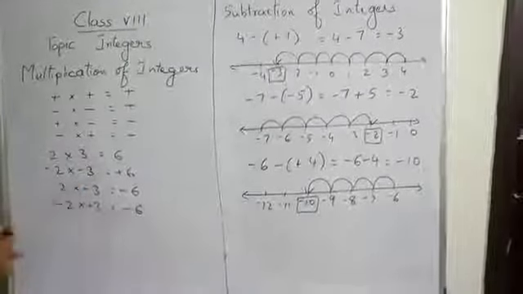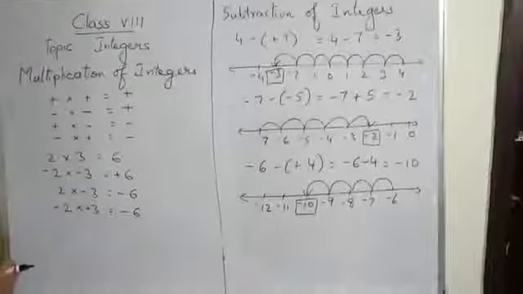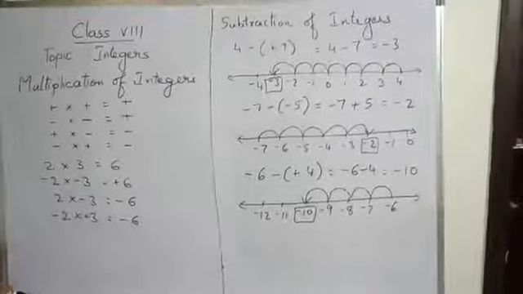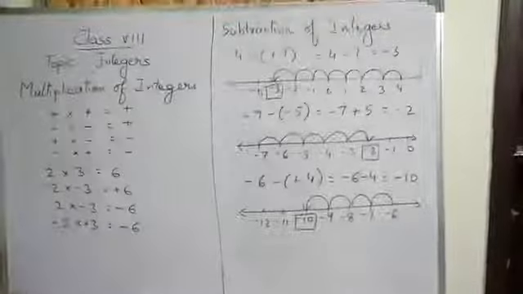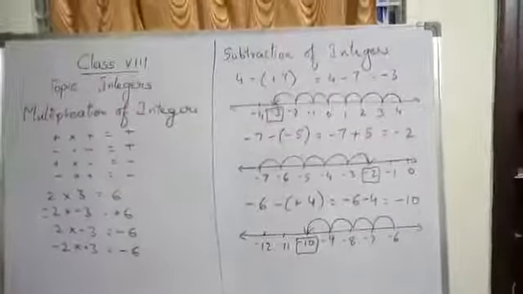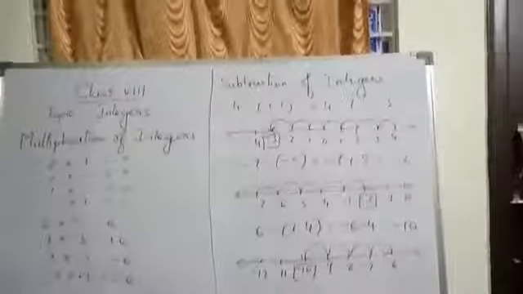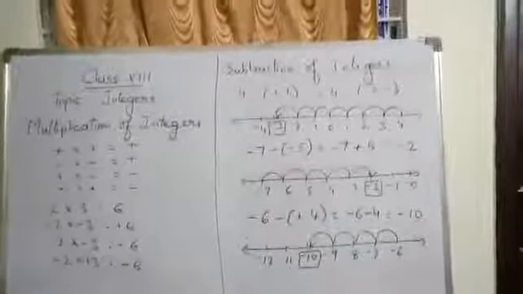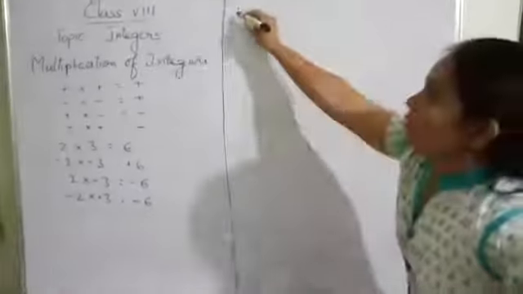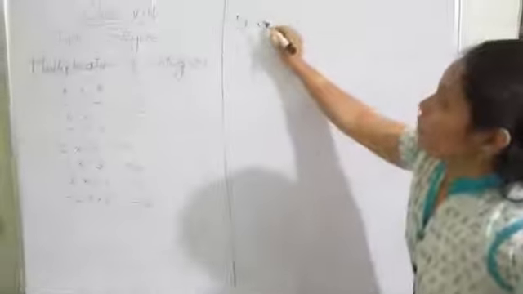So this is the way of doing the multiplication. You have to remember these rules. Positive into positive gives you positive, negative into negative gives you positive, and positive into negative gives you negative, and negative into positive gives you a negative number. This is the way of doing the multiplication of integers. Now let us learn division of integers.